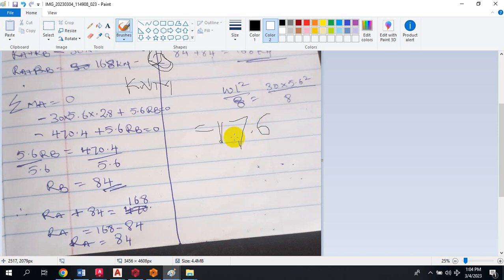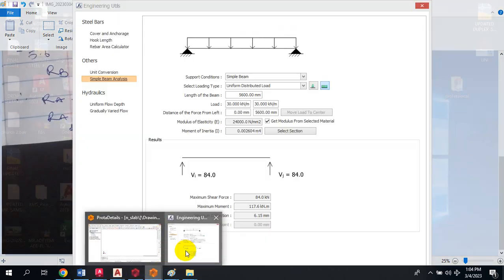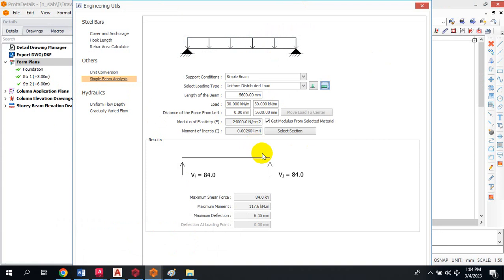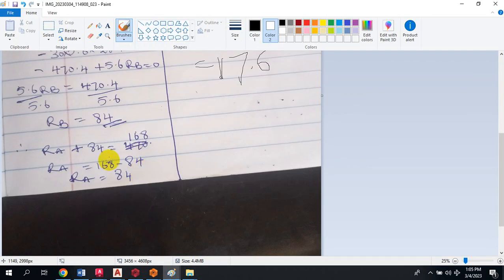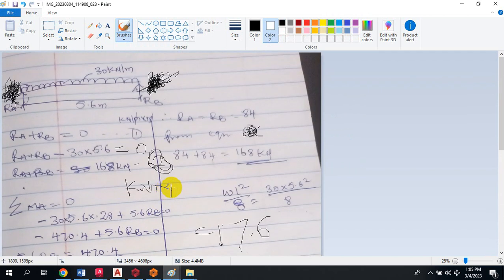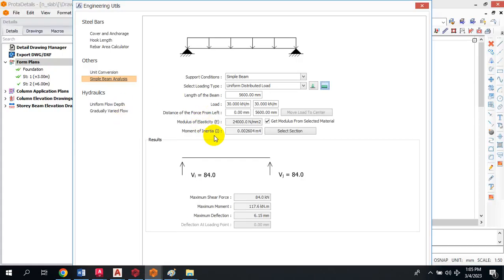If that is correct, we'll come back now to our Prota detail. You are going to confirm that what we have there, you remember we said our RA is equals to 84 and our RB is also equals to 84. From our calculation here, if you come back here, this is exactly what you are going to have.